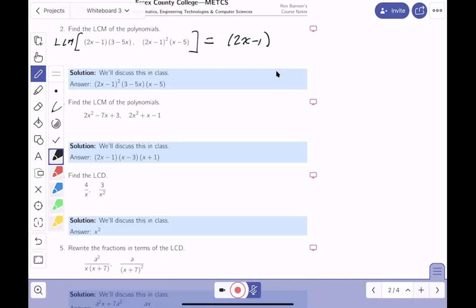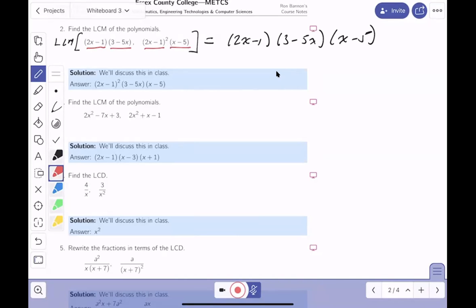I'm seeing a factor of 3 minus 5x, and I'm seeing another factor, x minus 5. Okay, so I see those factors. Let me point them out to you. I see the factor 2x minus 1. I see the factor 3 minus 5x. And I see the factor x minus 5.